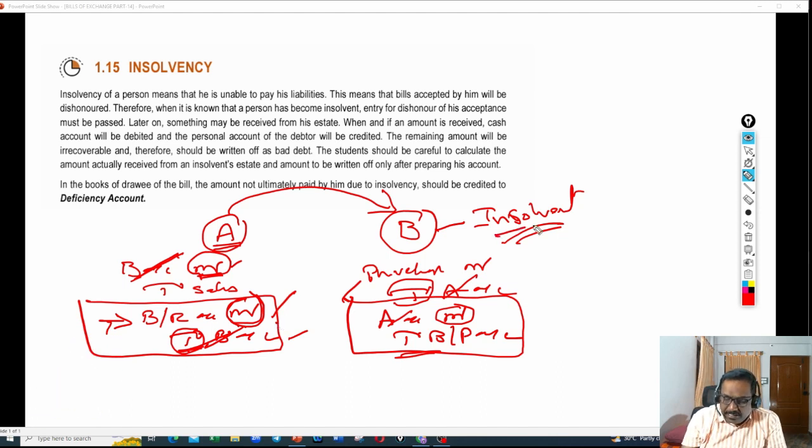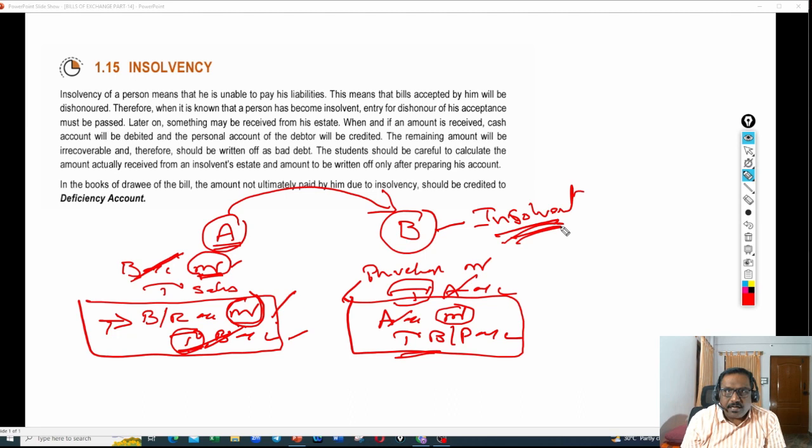Now, as soon as he became insolvent, what will happen? You need to immediately write a dishonor entry because he is not in a position to pay. He has been declared insolvent, so he will not be in a position to pay this bill. No one needs to tell you that you have to pass a dishonor entry here. The minute the problem says that he became insolvent, you need to post a dishonor entry.